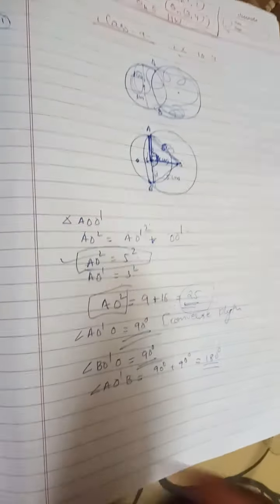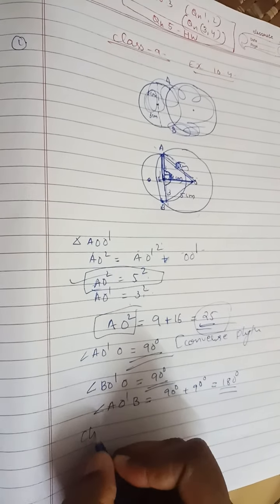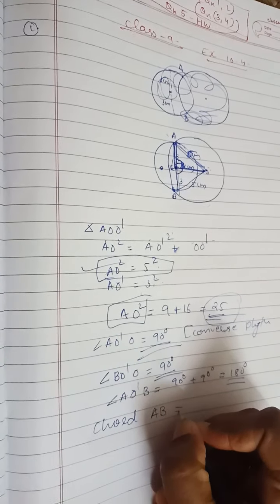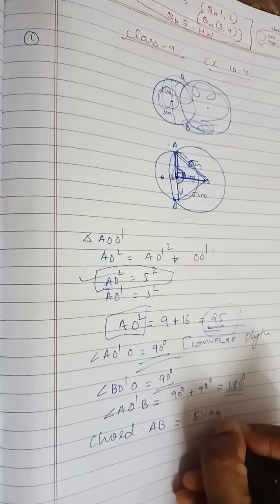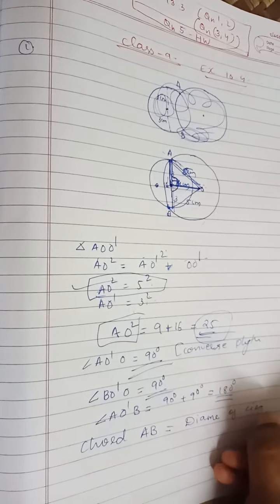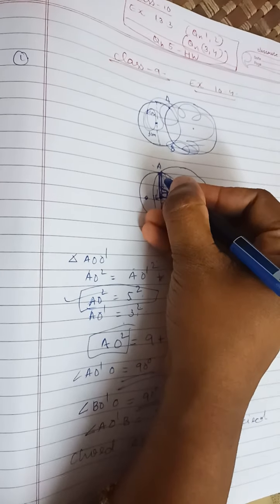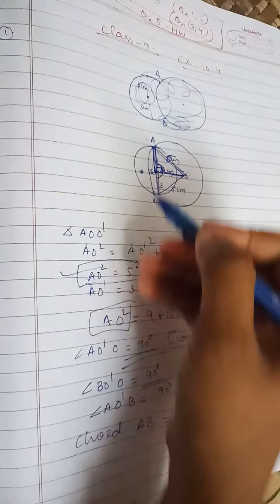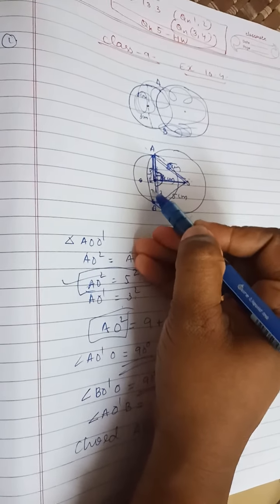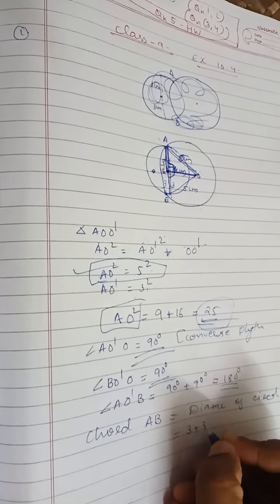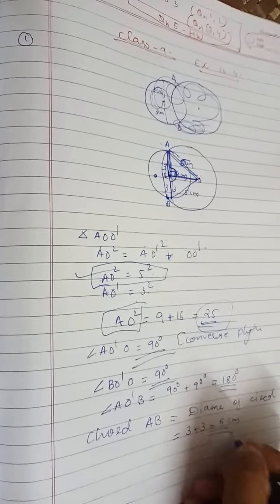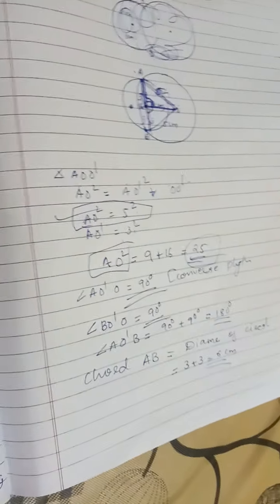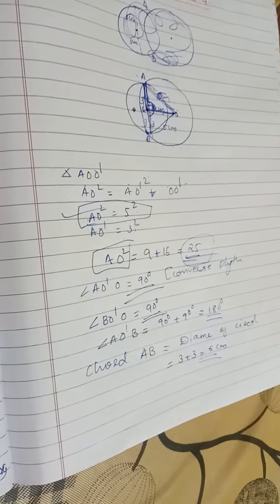How can we find the length of AB? What is AB? Actually AB is a chord. So we have to calculate the length of chord AB here. So chord AB is equal to the diameter of the circle. Which circle? The diameter of this circle, right? The first circle. What is the radius of the first circle? 3. So here also 3. So 3 plus 3 is equal to 6 centimeters, the diameter of the first circle. So we got the length of chord AB. AB is equal to 3 plus 3 is equal to 6 centimeters.